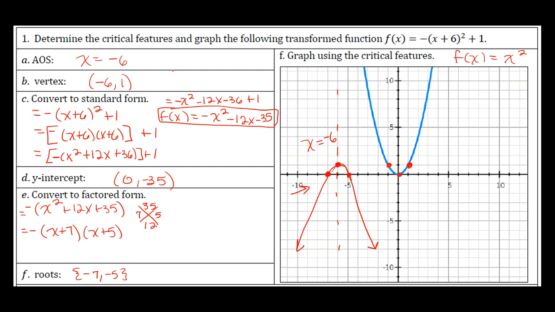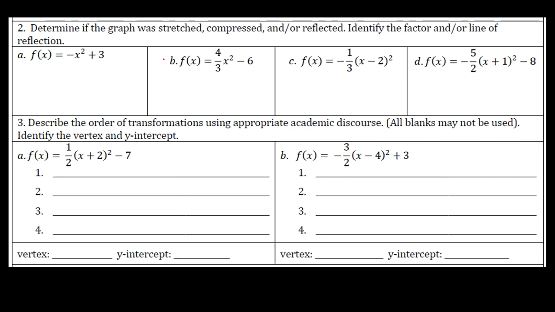Okay, let's move on to our second problem. So here we're going to determine if our graph was stretched, compressed, and or reflected. And we're going to identify the factor and or the line of reflection. So we're talking about the A value here. So my A value for 2A is -1.